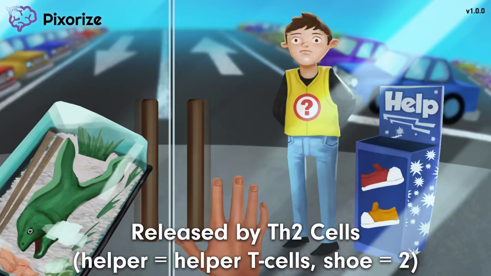And this helper shoe bin is here in front of our interlocking door to help you remember that IL-4 is produced mainly by Th2 cells. Th2 cells are a type of helper T cell that releases IL-4 when activated. Now that we know where IL-4 comes from, let's move on now to discuss its specific functions.